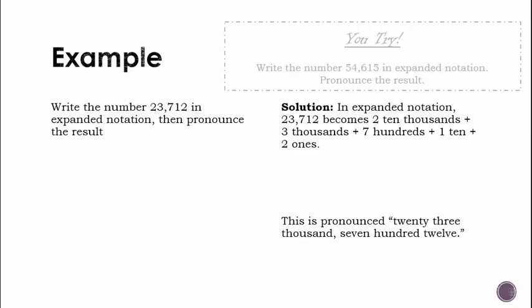Now I want you to try. Write the number 54,615 in expanded notation, and then pronounce the result. What you should have gotten was 5 ten thousands, 4 thousands, 6 hundreds, 1 ten, and 5 ones. And when you pronounced it, you should have said 54,615.